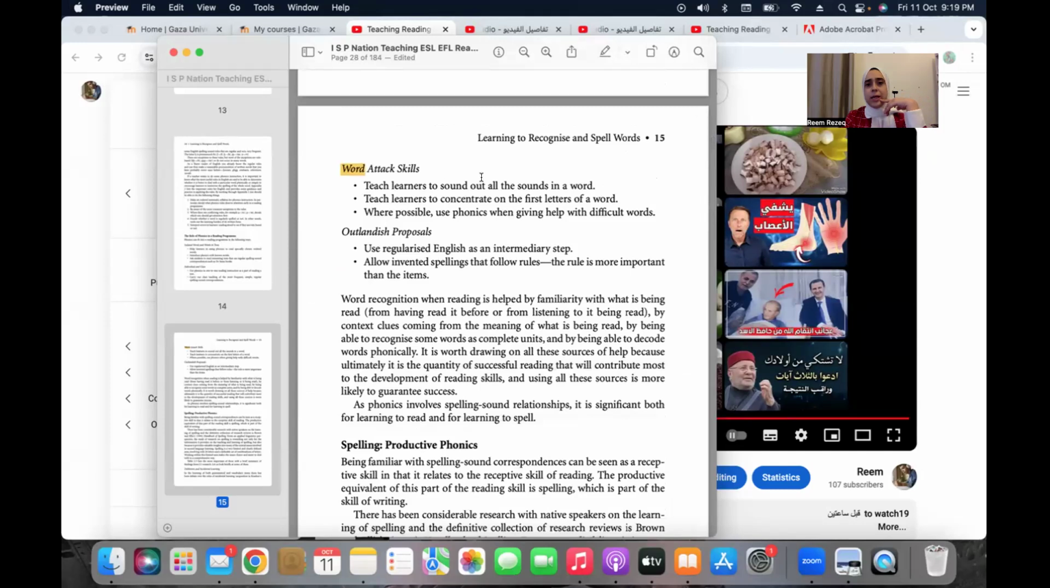On sounding out all the sounds. Also concentrate on the first letter of the word. Also use phonics that gives help with difficult words. So all these things we're focusing on: pronouncing and sounding out the words.